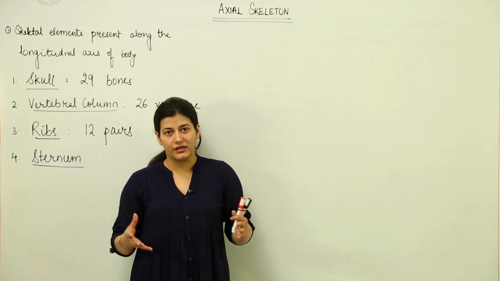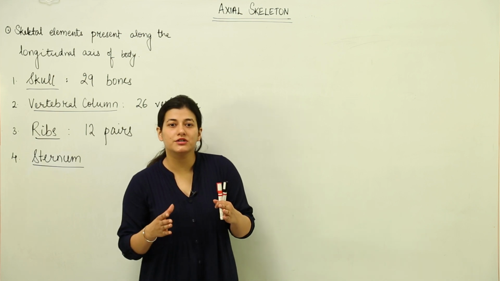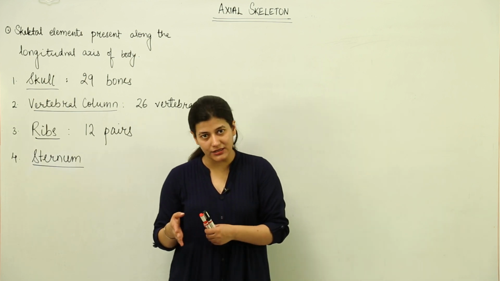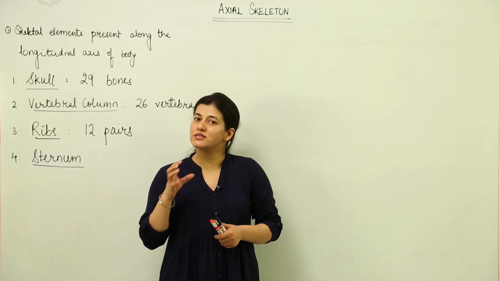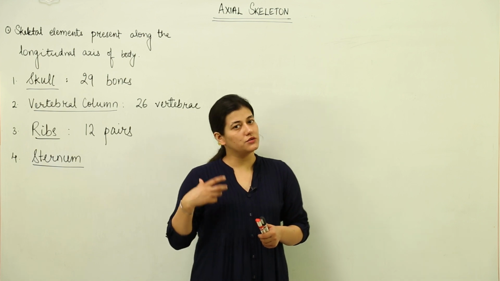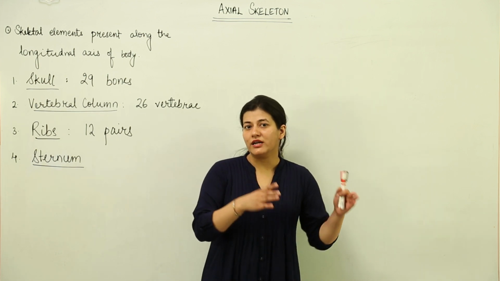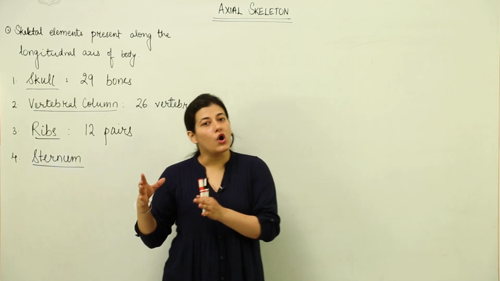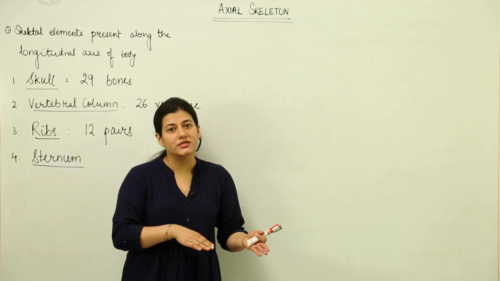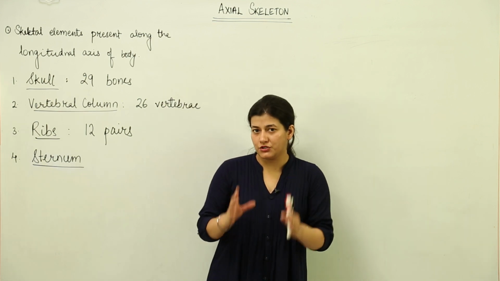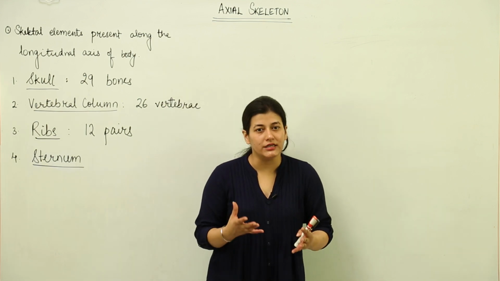If we have to divide the entire human skeleton, we can divide it into two parts, that is the axial skeleton and the appendicular skeleton. Now what we are going to talk about is the axial skeleton. One by one we are going to see how many bones are present and in what location they are present, how we can classify one particular region of the axial skeleton, and how it is different from the other one.